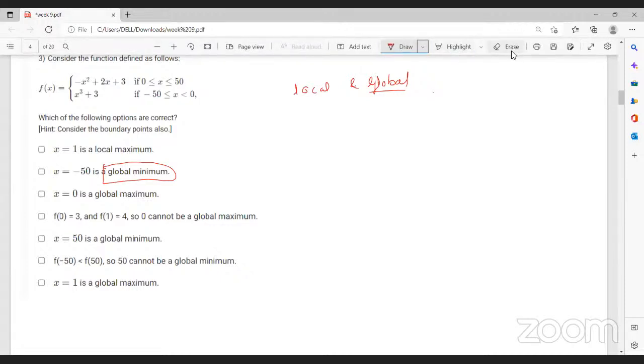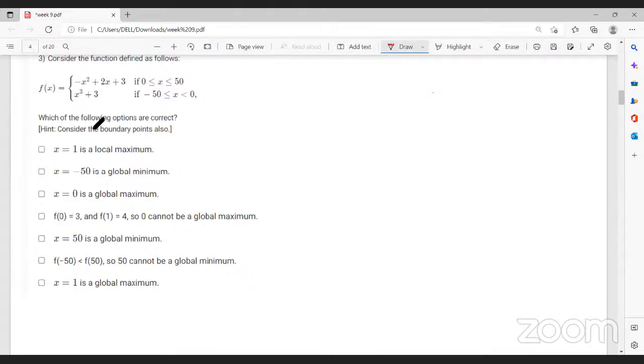Okay, suppose I say that there is a global maximum. So can I say that it is a local maximum also? Yes, it can happen, sir, but it is not always the case.